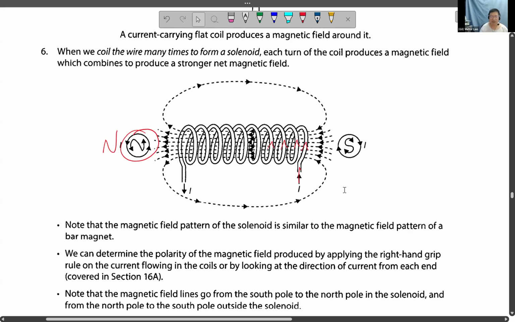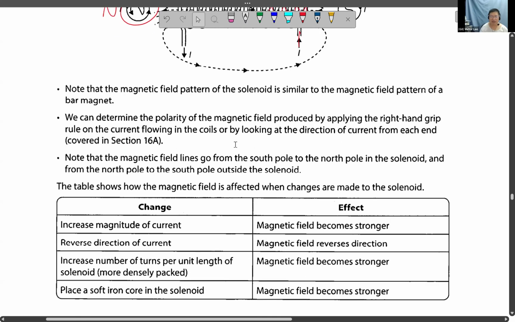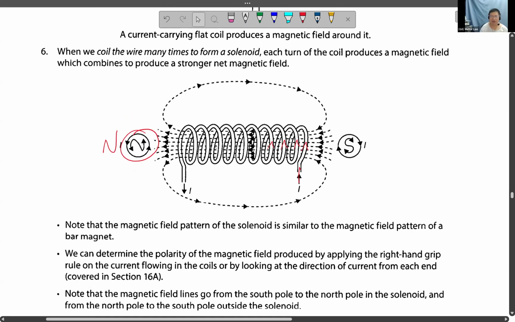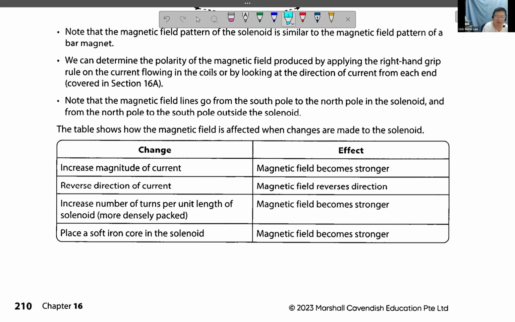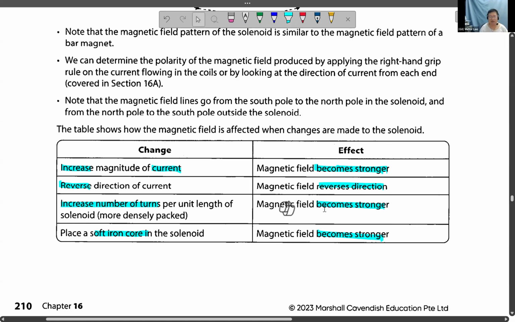Okay. So how to increase the magnetic strength here? This is very strong. You see all the lines are quite closely packed, so it's quite strong. How to increase this north and south to be a stronger electromagnet? Of course, first thing, increase the current. Increasing the current, the magnetic field becomes stronger. Reverse the current, reverse the direction of the magnetic field. Increase the number of turns, it becomes stronger also. Put a soft iron core, also becomes stronger. Do you realize everything is stronger except the one that changes direction?